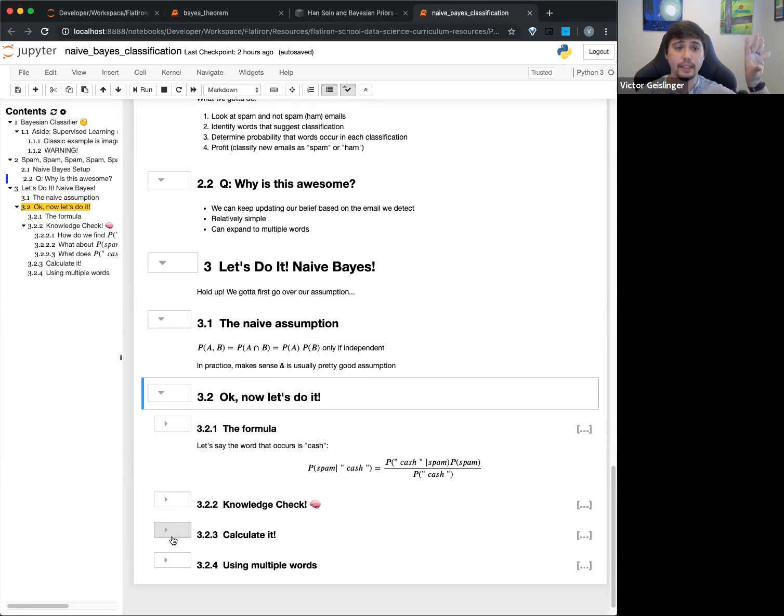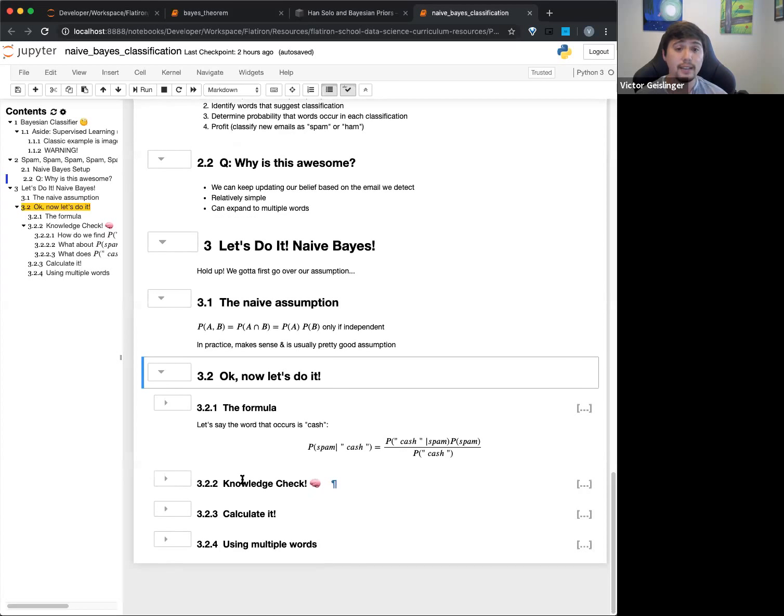There are labs in the curriculum that show you an example of naive Bayes, but I just want to show you the basics of what this looks like. So the first thing is the formula. I'm going to start off with one word, cache. And this right here is our base formula, the probability of spam given the word cache. So you get an email and you say, hey, it has the word cache in it. Is it spam or is it ham?